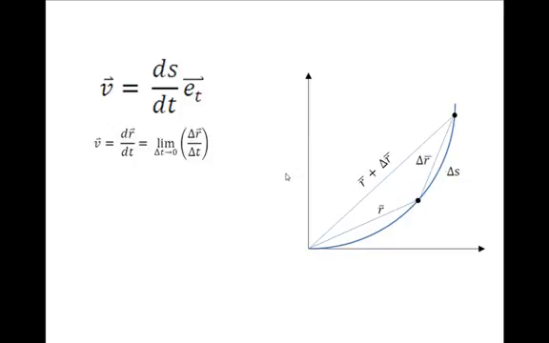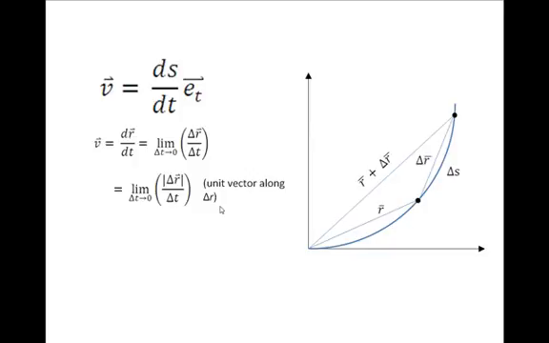Now, by definition, velocity is dr by dt, which by definition of derivatives we can write as limit delta t tending to 0 of delta r upon delta t. Now, delta r is a vector, so you can always write it as its magnitude multiplied by its direction, a unit vector along the direction. So I write delta r upon delta t multiplied by the unit vector along delta r.